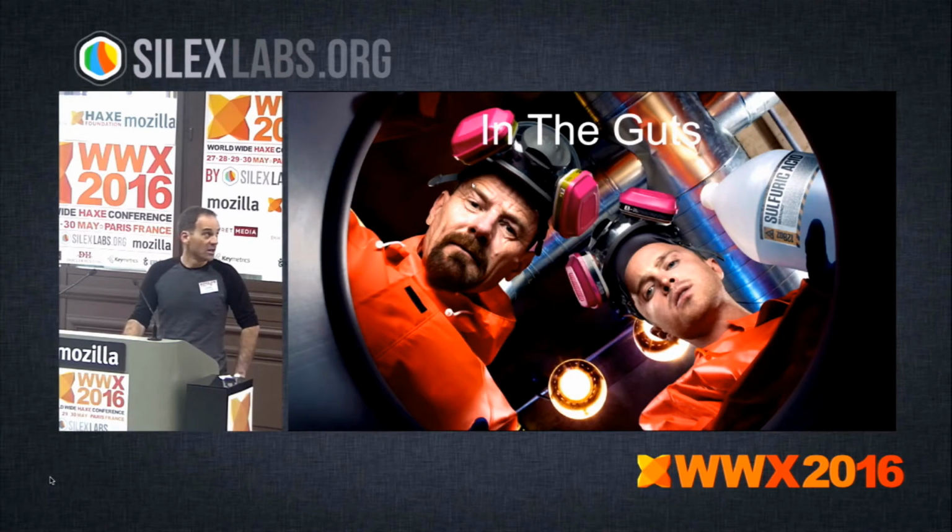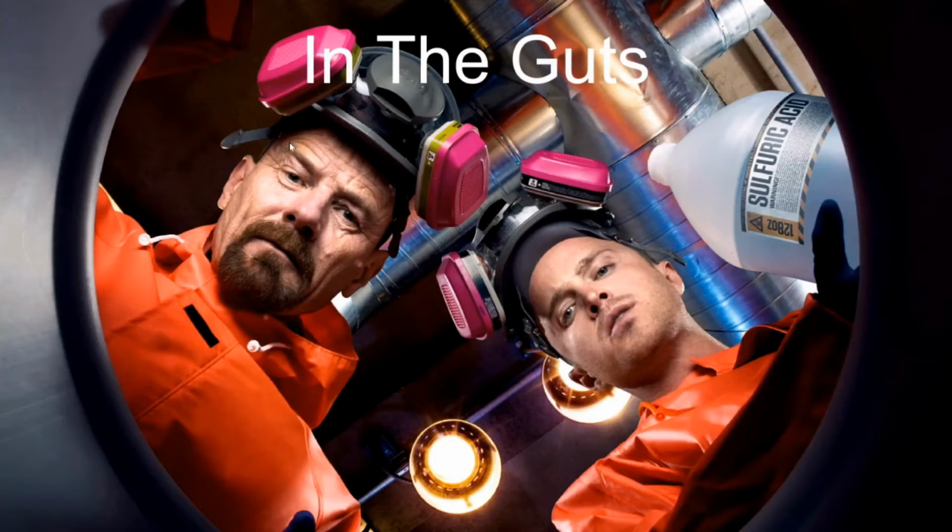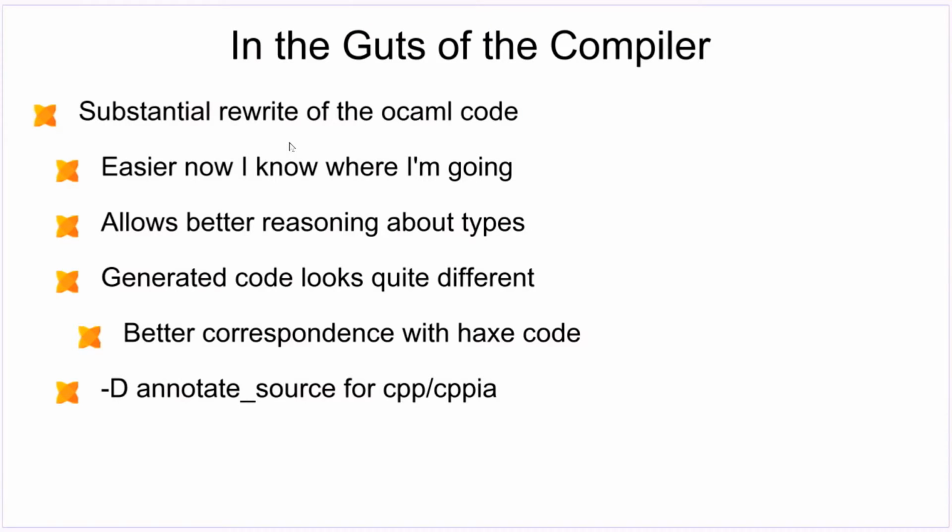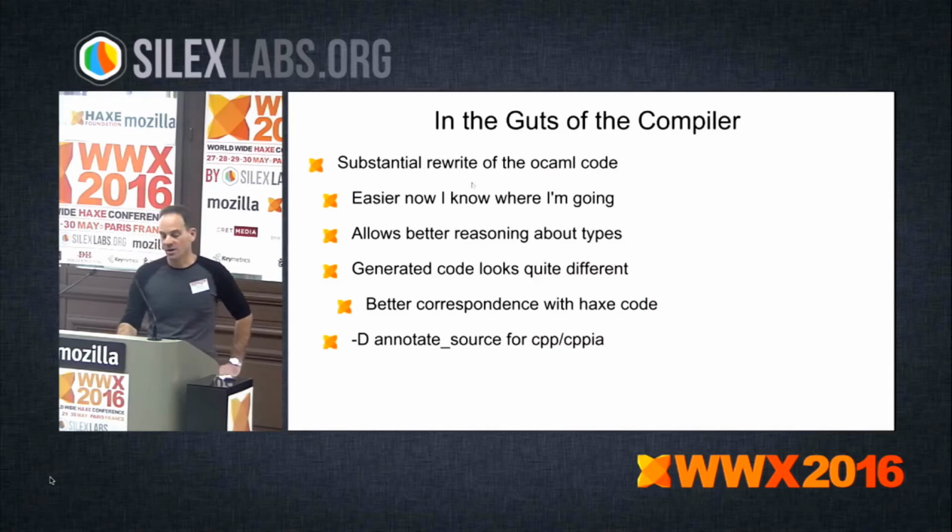So if we have a look into the guts of the compiler, as I said, a substantial rewrite of the OCaml code, and most of this was about being able to reason better about what the Haxe compiler thinks the type is and what the CPP compiler thinks the type is, and knowing when to do a conversion and when I need a cast and when I don't.